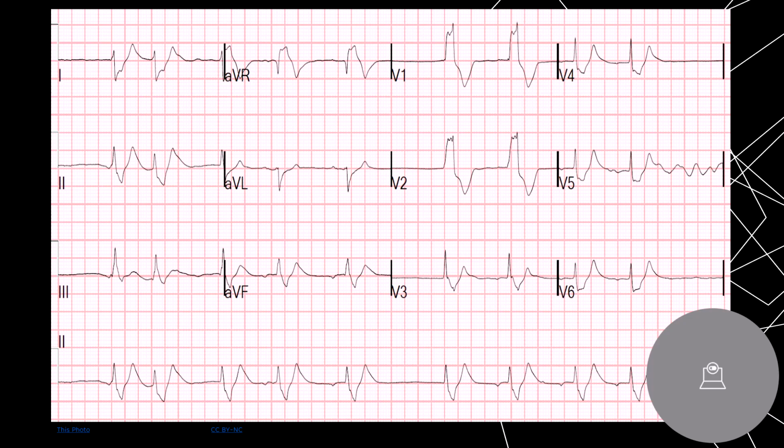Oh, yeah, this is definitely a bundle branch block, which, again, I'm not going to get into that today.